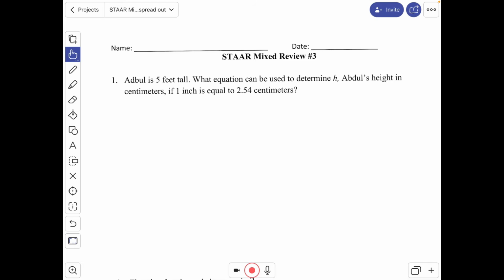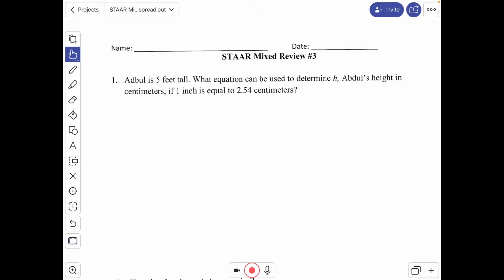Today we're covering STAAR Mixed Review number 3. Number 1 says Abdul is 5 feet tall. What equation can be used to determine h, Abdul's height, in centimeters if 1 inch is equal to 2.54 centimeters?